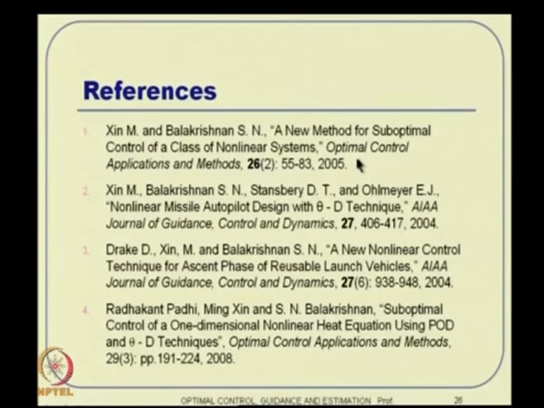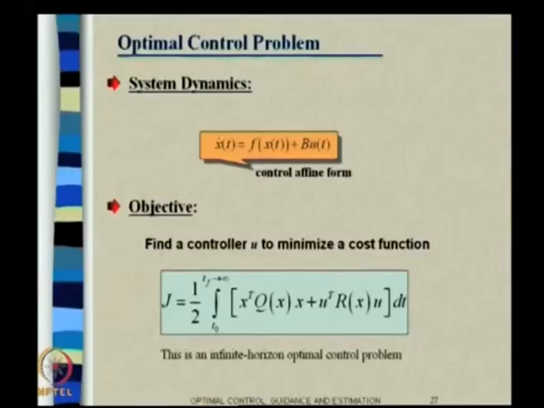Okay, and this has been applied to various practical problems, not necessarily only academic problems. So you can see some missile autopilot design and some reusable launch vehicle design. And then we also have this extension to distributed parameter systems, things like that. So it is fairly generic and it can be applied to a large class of problems actually. So let us see what it talks about.